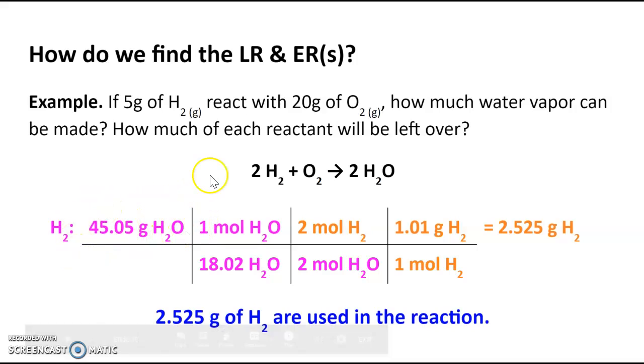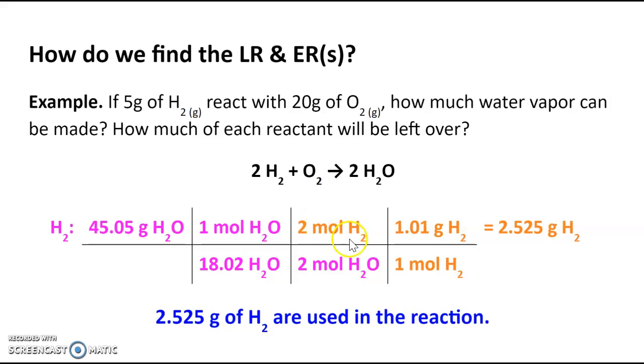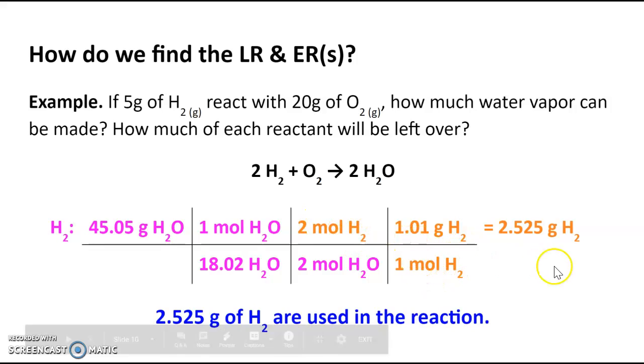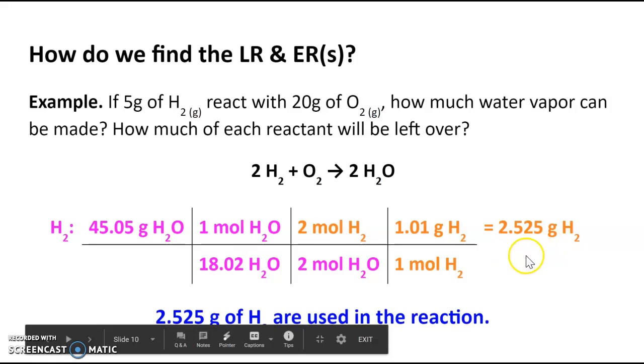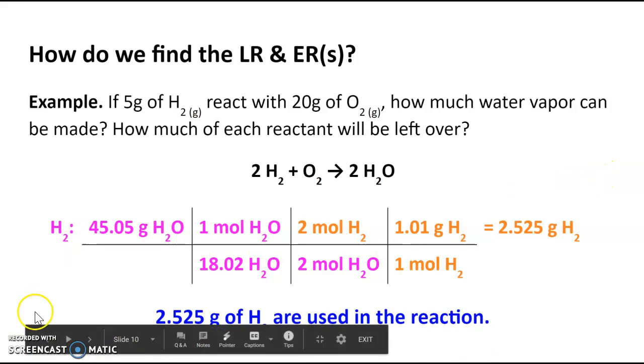So we start out with our 45.05 grams of water that was made by the reaction. We use the molar mass to go to moles, molar equivalency to go from moles of water to moles of hydrogen gas, and then we use the molar mass of hydrogen to get to grams of hydrogen. So we're only going to use 2.52 grams of our hydrogen gas. So that's how much is used in the reaction.